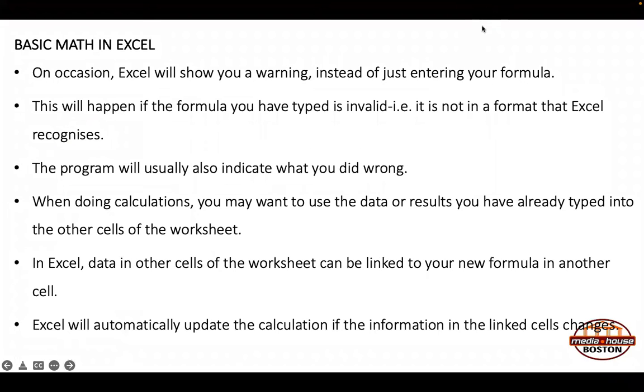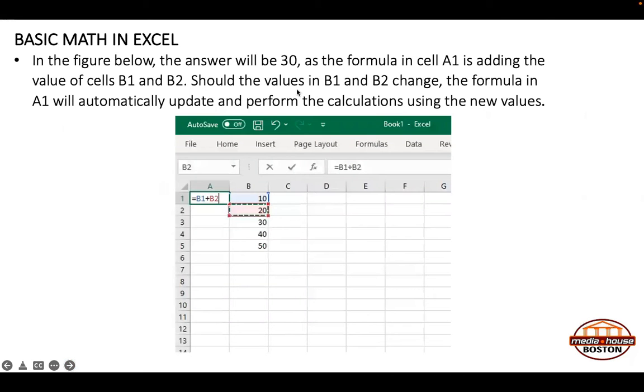When doing calculations, you may want to use the data or results you have already typed into other cells of the worksheet. In Excel, data in other cells of the worksheet can be linked to your new formula in another cell. Excel will automatically update the calculation if the information in the linked cell changes. What this means is, I'm going to show you how we do it here instead of going through the explanation. This makes it easier to understand.